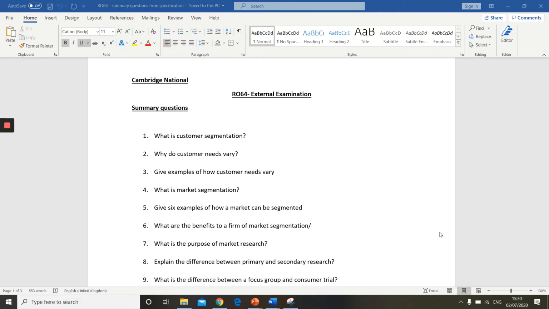Okay, question number 4. What is market segmentation? What I'm looking for here is for you to give me a definition of market segmentation. Don't give any examples because we're asking for that in the next question, but just tell me what it is and why businesses use it. You can now pause the video.